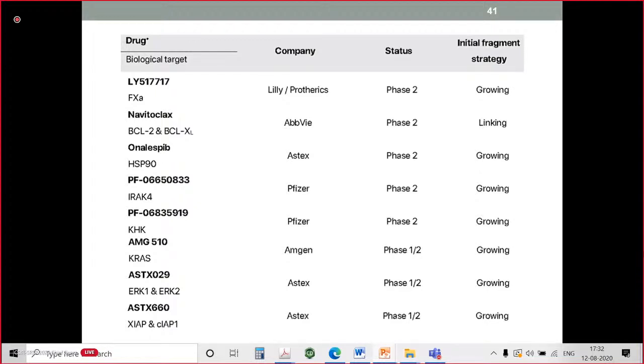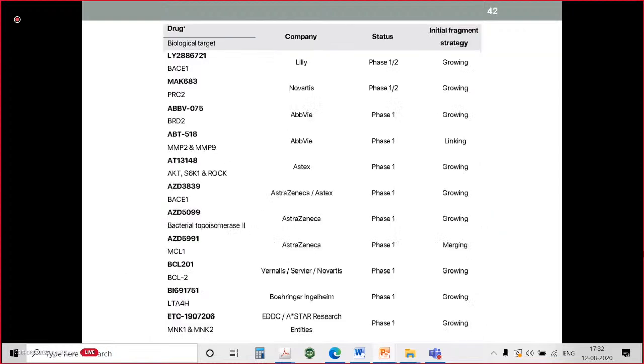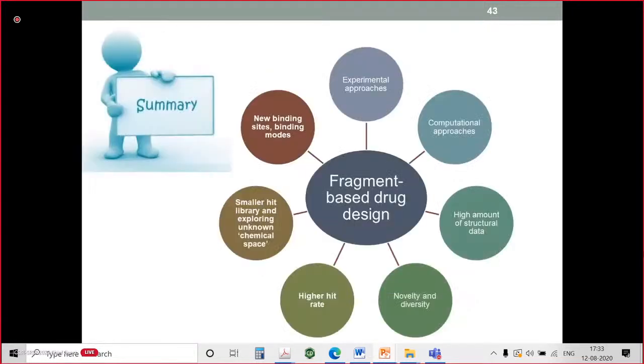So it shows the potential role of fragment-based drug design in the development of the hit to lead molecule and thereafter lead to drug molecule. So at the end, I'll summarize today's talk. Fragment-based drug design, as we discussed, is a novel approach for designing the lead molecule from the hit molecule. It also suggests different binding modes and new binding sites.